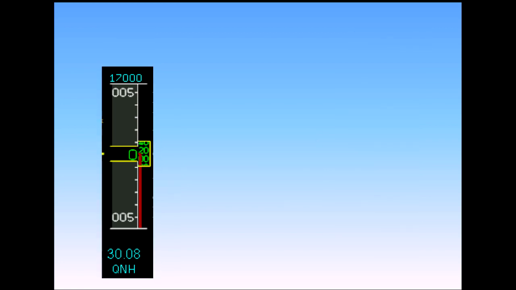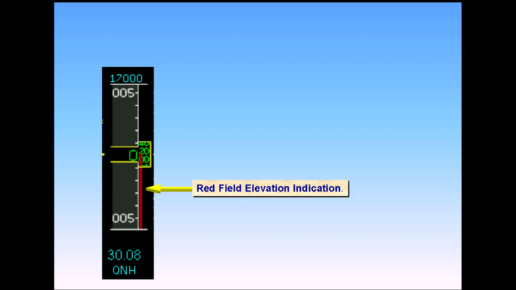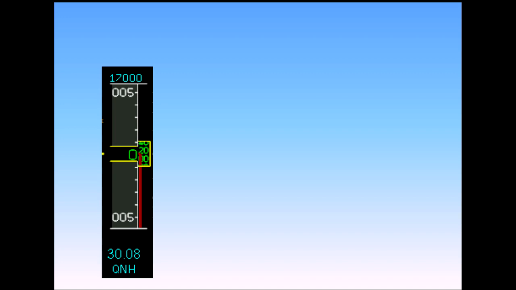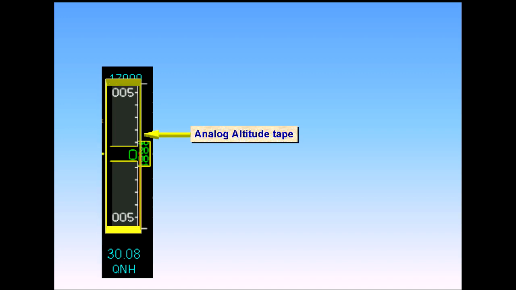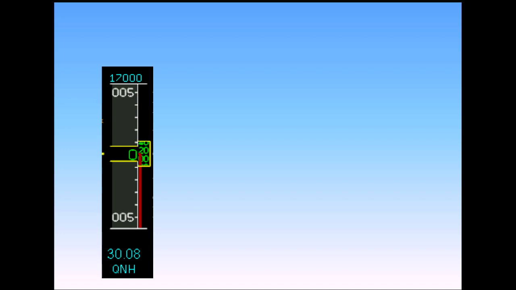The middle part of the altimeter contains a green digital readout of altitude. The red ribbon to the right of the altitude scale represents the field elevation. The ribbon is currently level with the center of the scale. Like the airspeed indication, a gray analog altitude tape moves behind the digital display. In this example, there is a target altitude of 17,000 feet displayed.